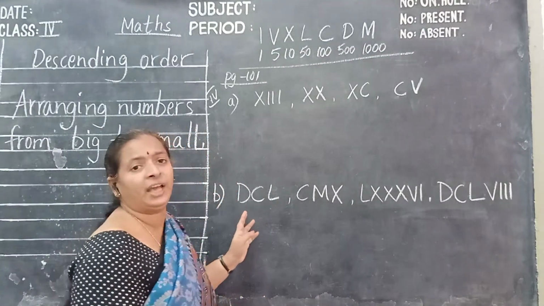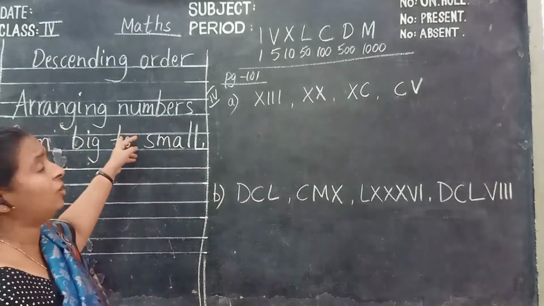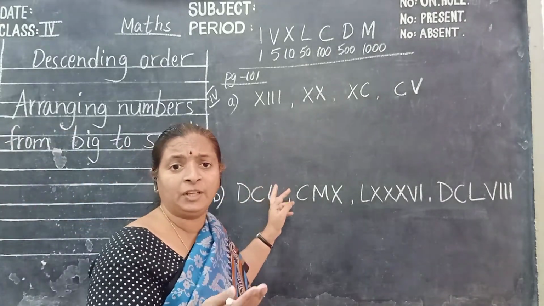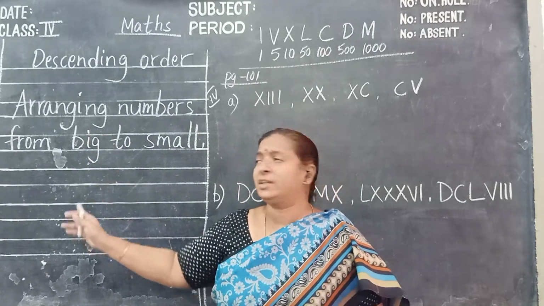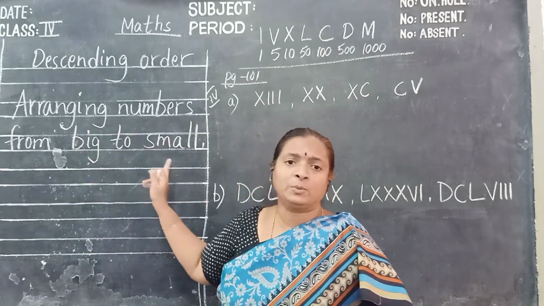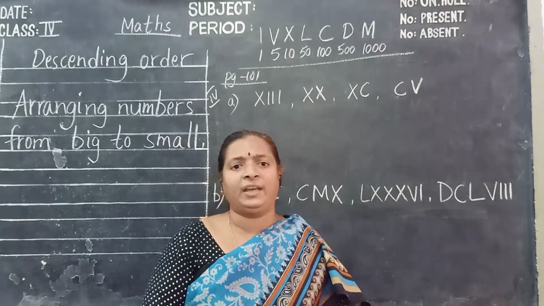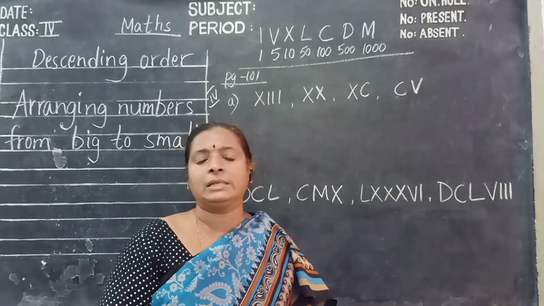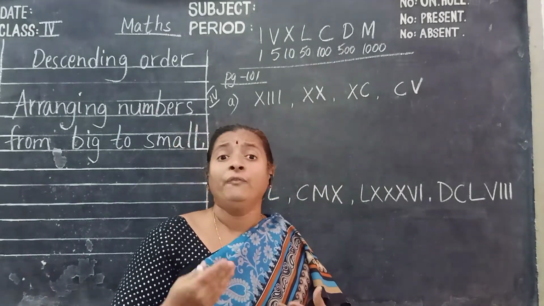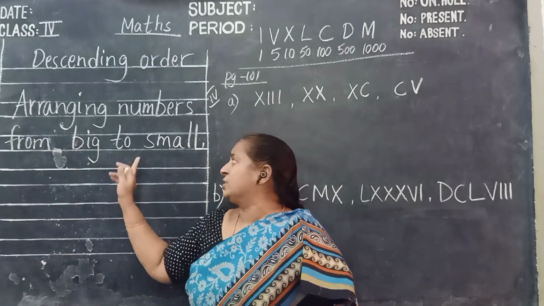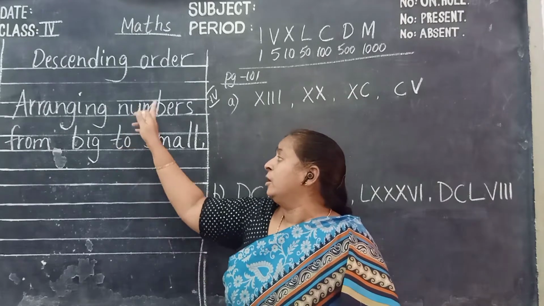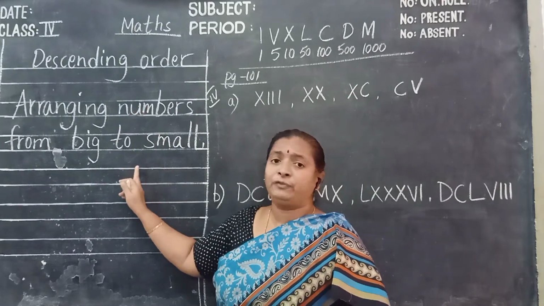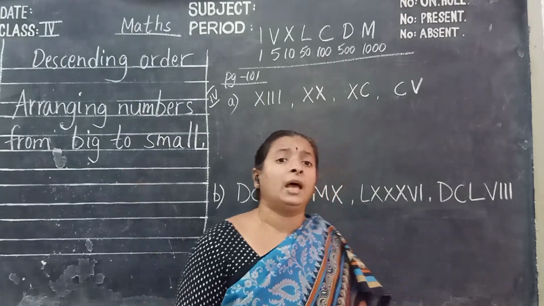Children, now I am going to explain descending order. Before, I explained ascending order; now, children, descending order. Descending order means what, children? Arranging numbers from big to small. They are given in an improper way. Which numbers, children? Roman numerals. Now we should arrange them in descending order, big to small. Copy this definition.